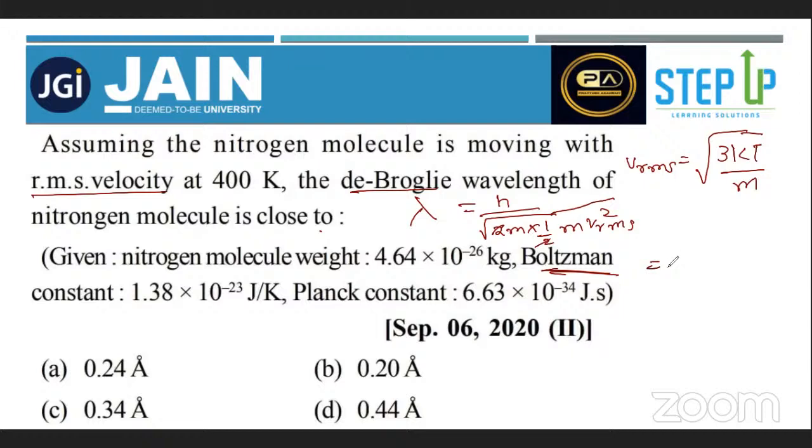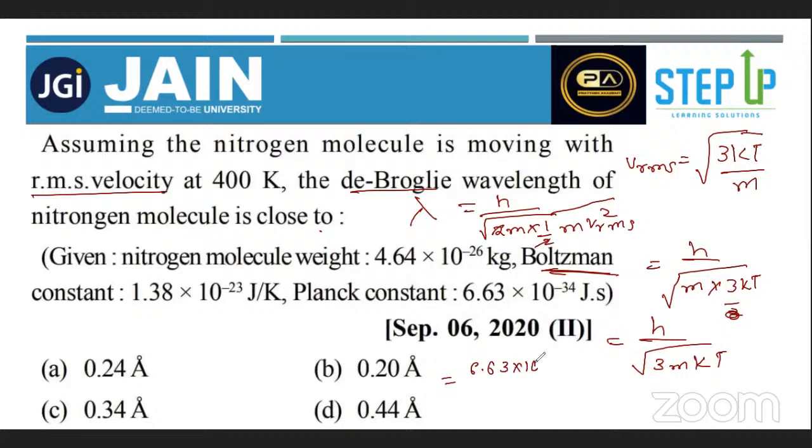What I can write here is h over root m, and I have VRMS in terms of a square root, so it will get cancelled. I'll basically get 3kT because one m and one m will get cancelled. The 2 will not come. So I'll get basically h over root 3mkT.